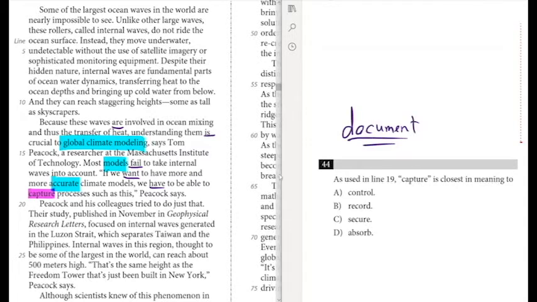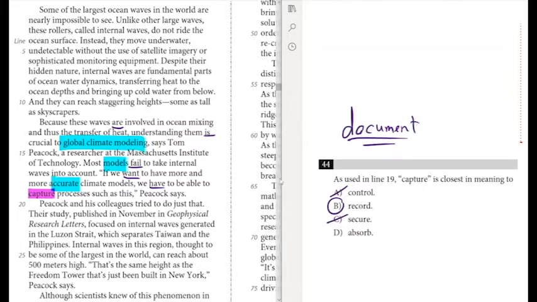So in my own words, I might invent a word to replace "capture," and the word I might invent would be the word "document." We need to be able to document processes such as this. And so to control something is different than documenting it. Documenting it is like writing it down. To record, well, record is like writing something down. I might record data, I might record information, not in the sense of record like we normally think of with radios or stereos, but record as in to record data.